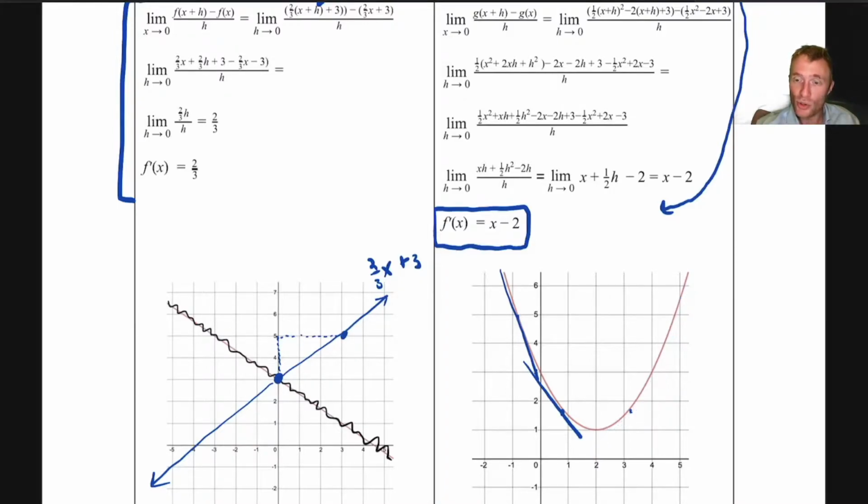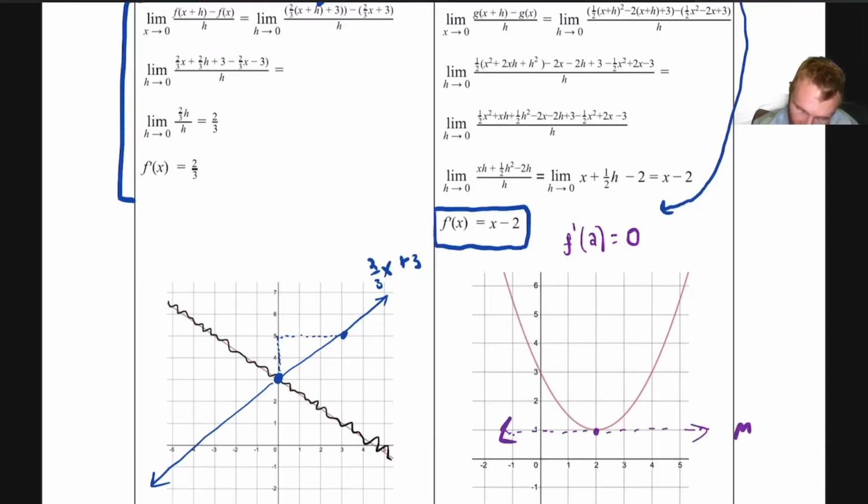And I'm going to pick 2 to show you really quickly how amazing this is. Let's say I found f prime of 2. Well, 2 minus 2 is 0. Look what I just found. I just found that the tangent line to this parabola at its vertex has a slope of 0. And I found that using the derivative. I could have said that without looking at the graph. That's going to be a super fast way to find where maxes and mins of functions are later in this course.